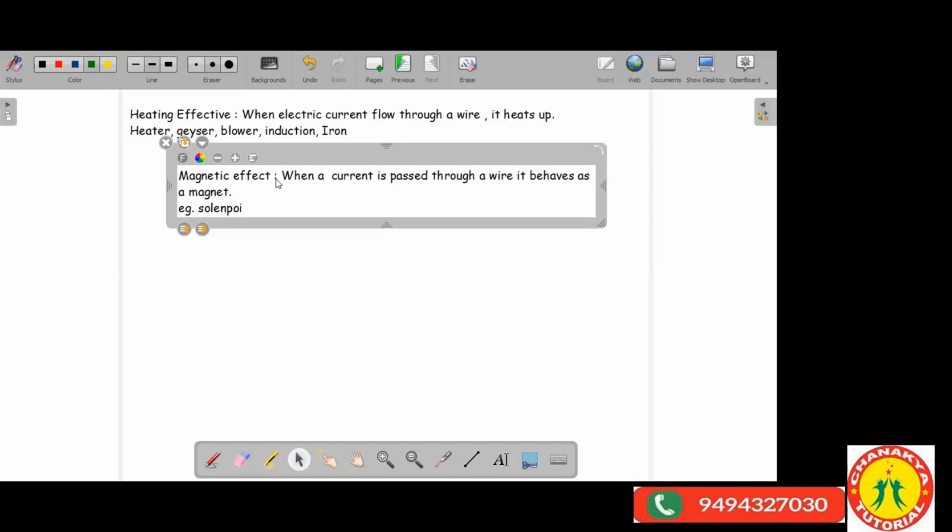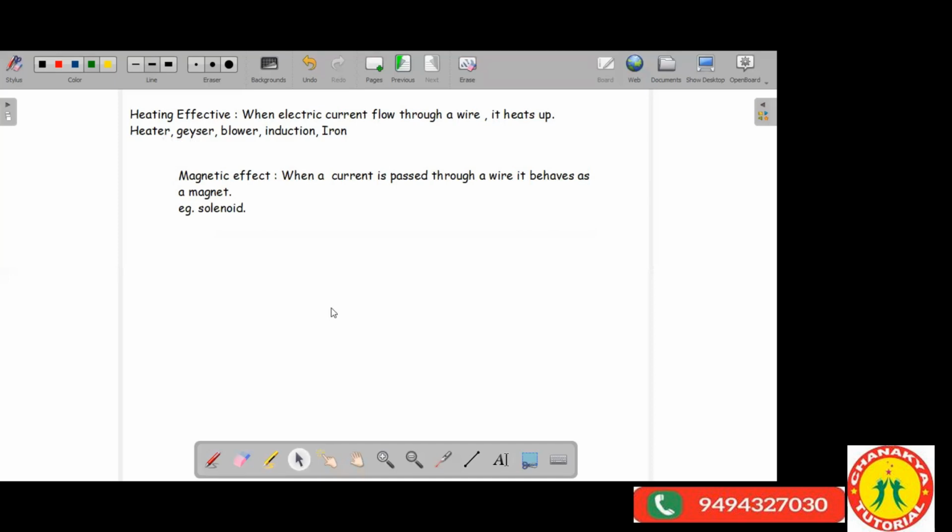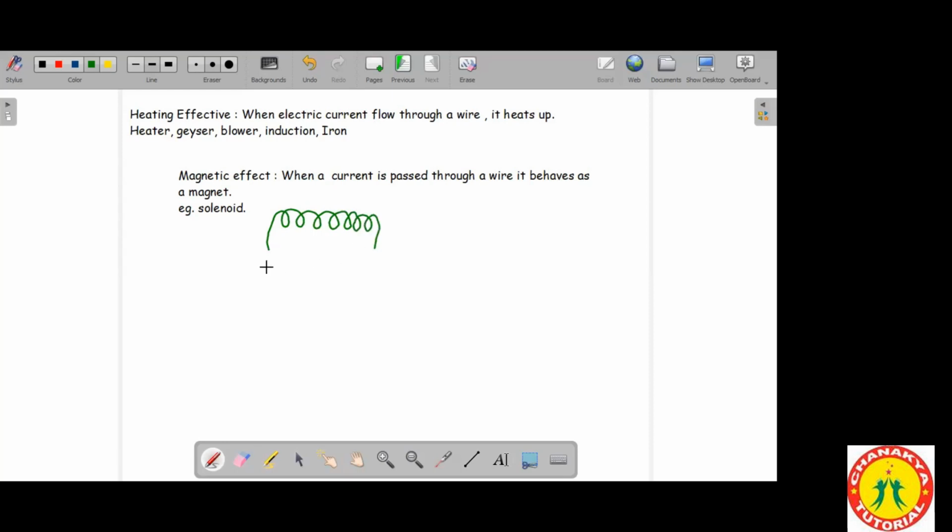A coil of many circular turns is called a solenoid. It is something like this. You have a circular turn of coil. So this is our solenoid, and when electric current is passed through the solenoid, then this solenoid becomes a magnet. Solenoid itself becomes a magnet.